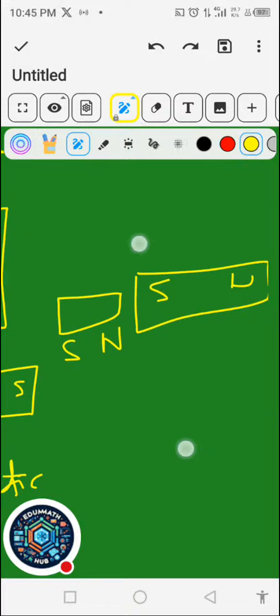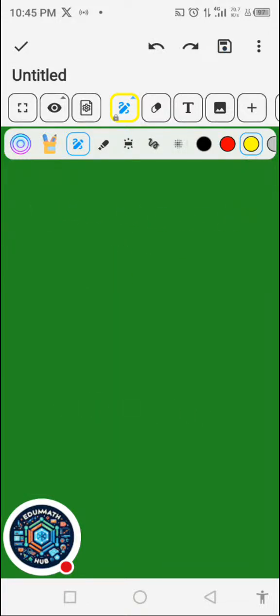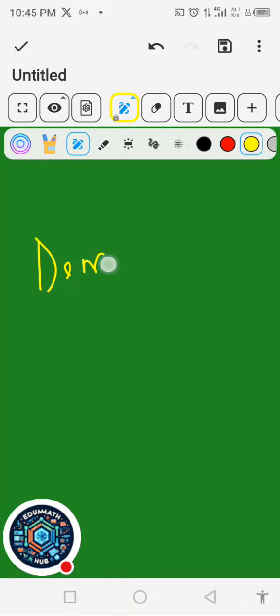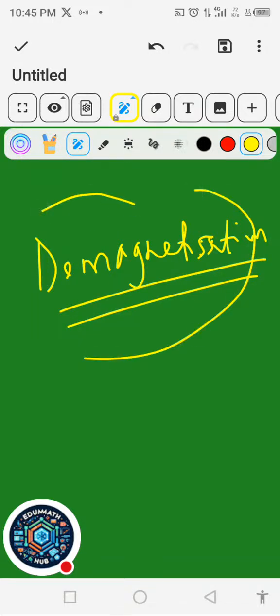I hope you understand. Now we move to what is called demagnetization. That is the process of removing the magnetism of a magnet. Okay, follow me. So you want to remove the magnetism of a magnet. That process is called demagnetization. Now, how can you remove it? You can do it through some ways.